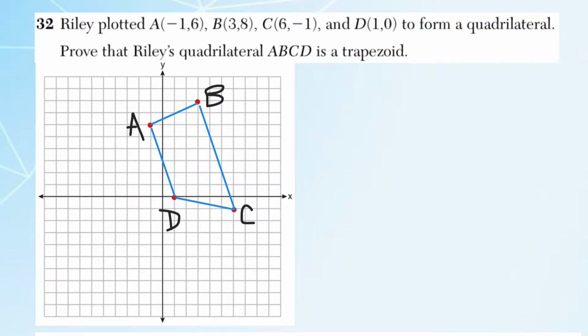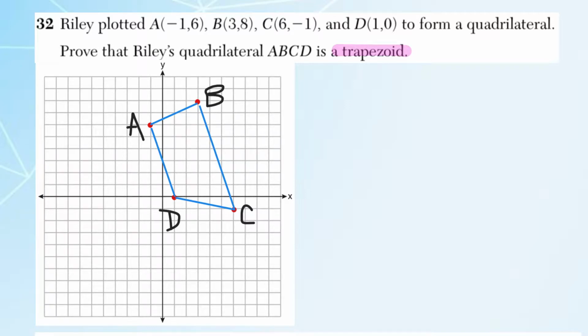All right, to start this question off, you'll notice I already plotted the points A, B, C, and D to make that quadrilateral. It's always easier to visualize with problems like these. Now, the first part of the problem is to prove that this quadrilateral is a trapezoid.